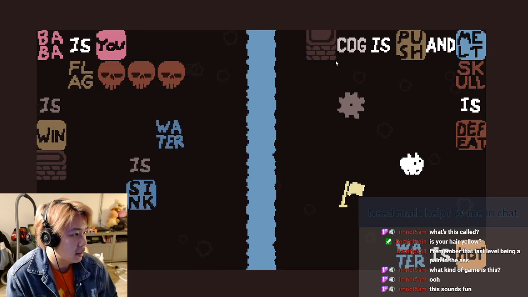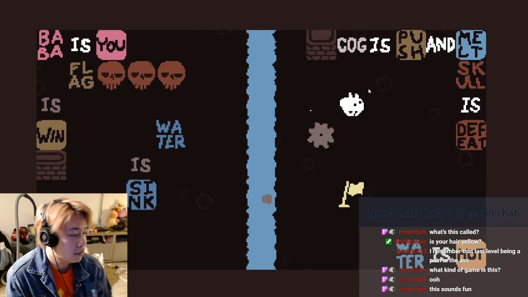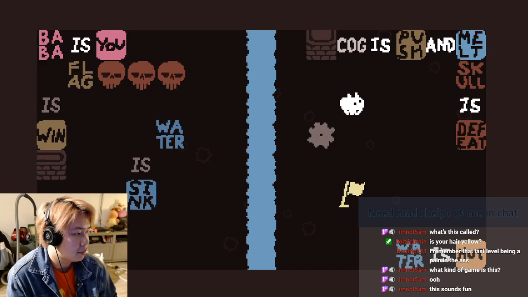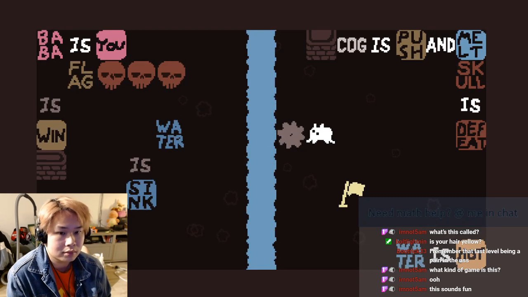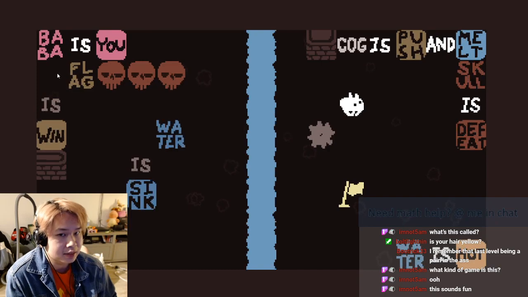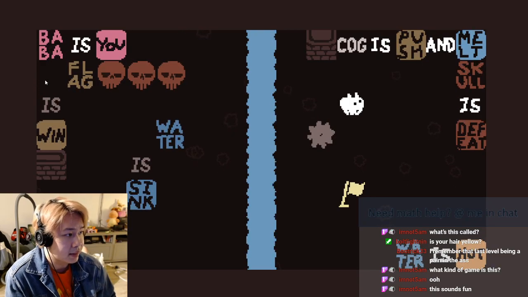Okay, so let's see. Cog is push. So I can push this cog. And it melts stuff. So it melts things that are hot. You can sort of see behind the chat window it says water's hot. So it'll melt. So I think the plan is, you have to make the condition flag is win. I think that's the only way you can make a win sentence.